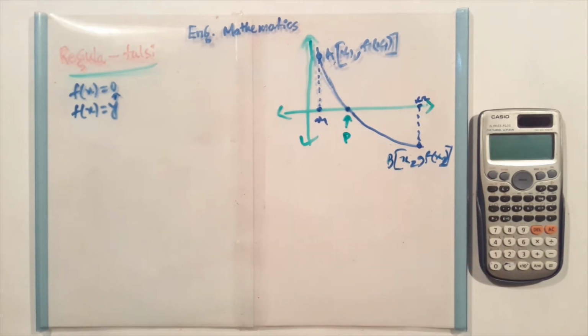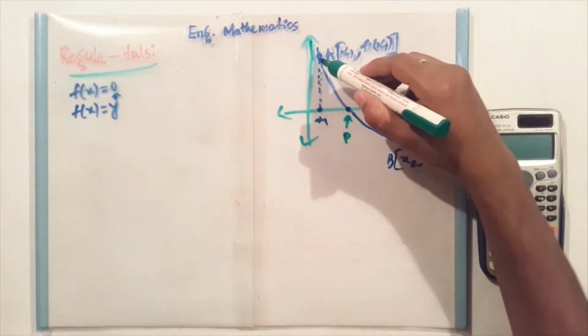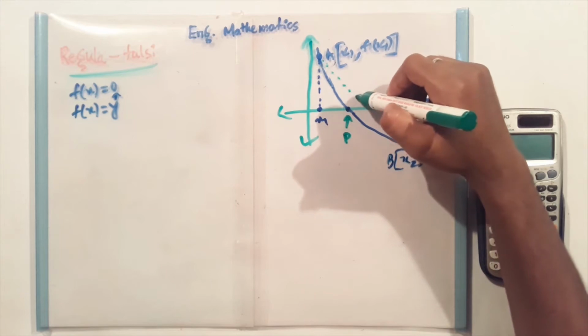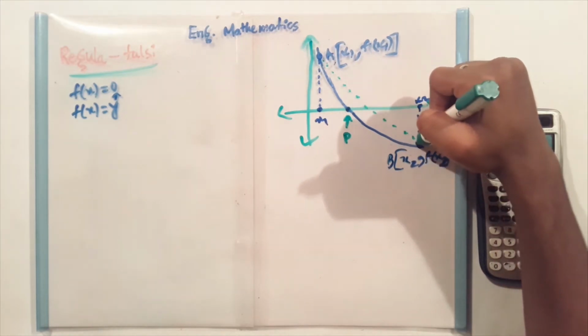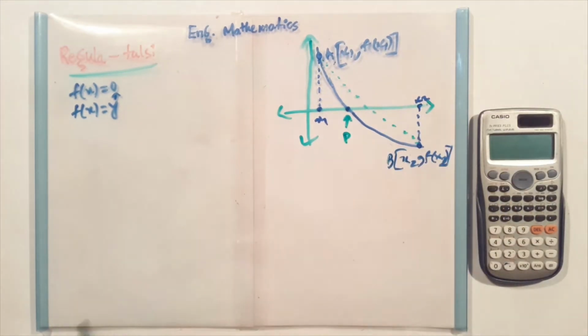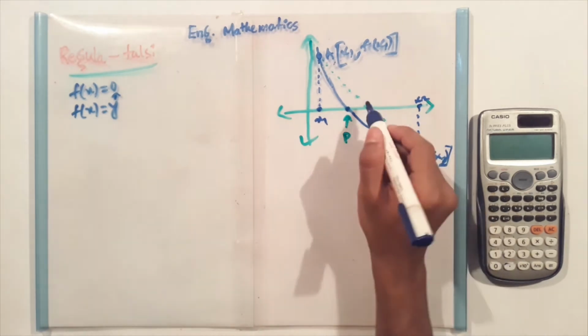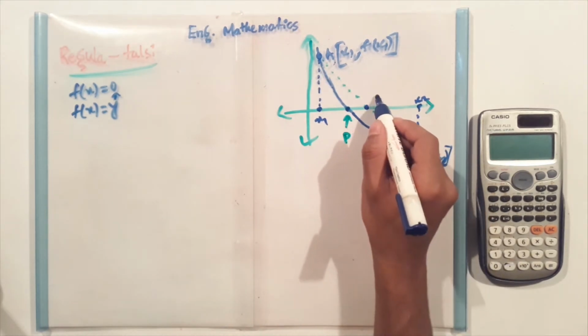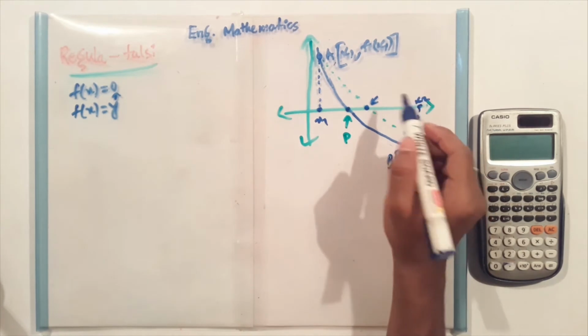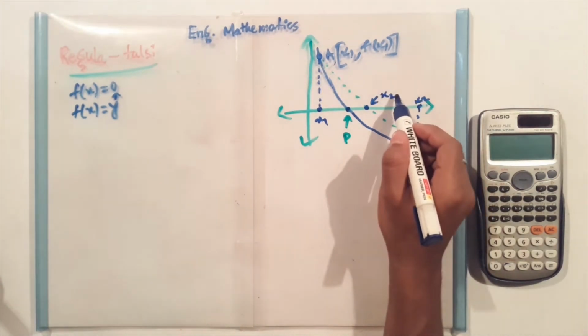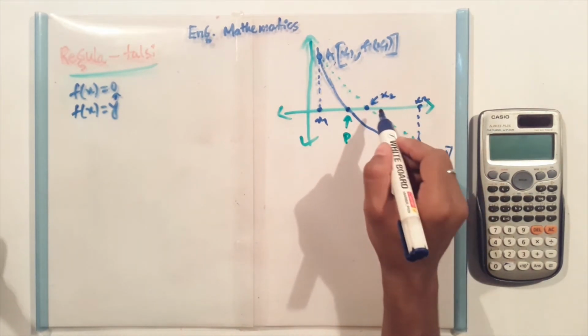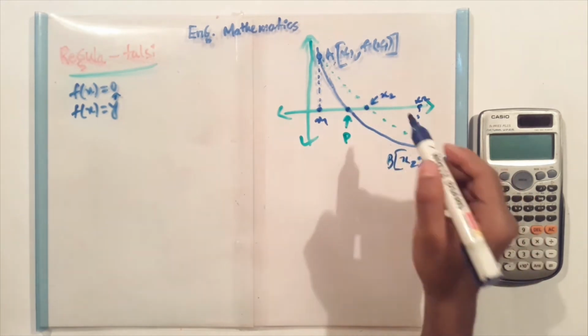Now what we will do is construct a chord joining these two points, and later on we will see that this point will be our first approximation. Let this be x3, and the value of y at that point will be 0.